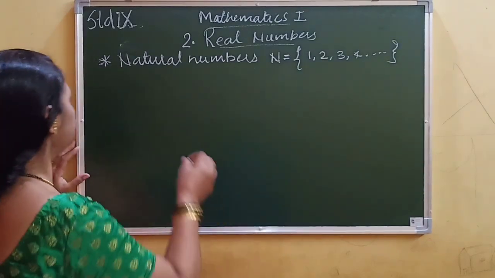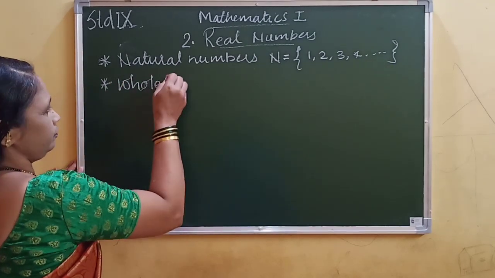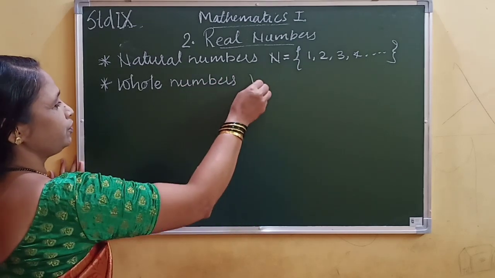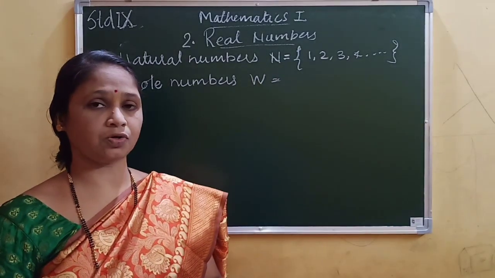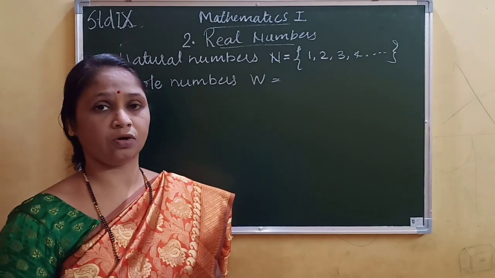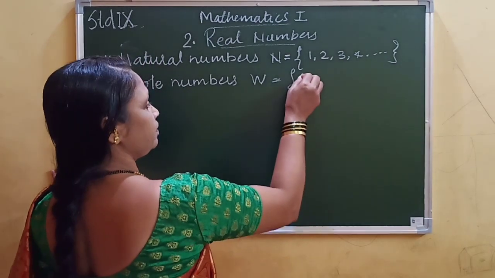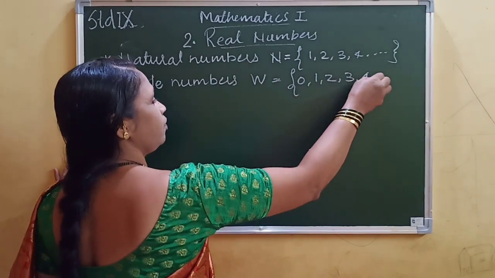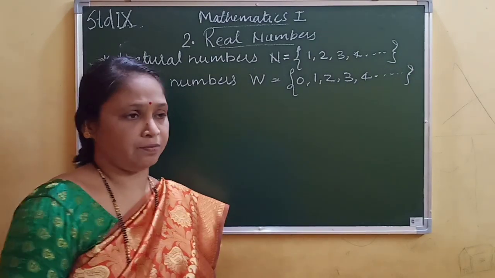Next is about whole numbers. Whole numbers are denoted by the set W. In the series of natural numbers, if 0 is included, then we call all those numbers whole numbers. Whole numbers are also infinite in number.